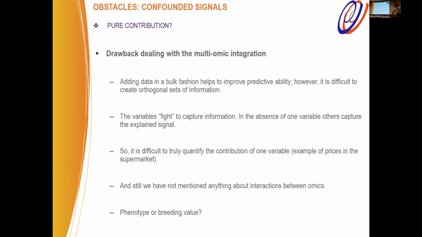Still, we haven't mentioned anything about interaction. We know that many factors interact: genes and environmental conditions, phenomics and environmental stimuli, or interaction between omics, right? Like metabolomics, for example, the elements in the tissue, genetics, etc. So this gets way more complex. And it's when we start thinking, what do we really want to predict? The phenotype or the breeding value, and this is when it becomes a little complicated to find an answer, right?